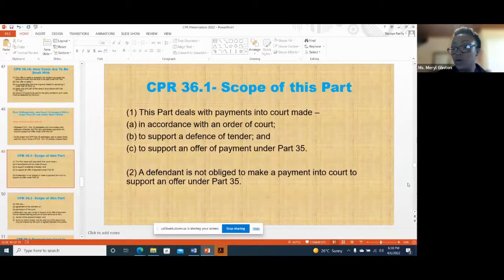So 36.1 deals with the scope of this part, which I've already indicated. It applies to payments into court in support of an offer of a payment under Part 35, payments in support of a defense of tender, and payments in with an order of the court. Just to clarify, you are not required to pay in money if you make an offer under Part 35. This is just something that a party may choose to do in support of its offer, perhaps to entice another party a bit more. Next slide.